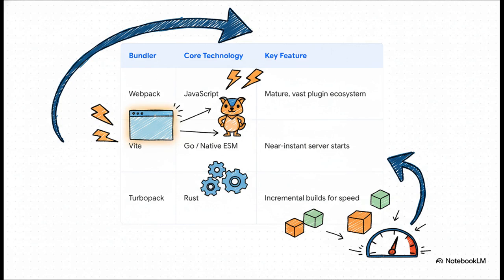A whole new generation of bundlers came onto the scene, completely rebuilt from the ground up, with one thing in mind: pure speed. Tools you might have heard of, like Vite and TurboPack, they aren't even written in JavaScript. They're built with super high-performance languages like Go and Rust. This lets them do all that complex work way, way faster, giving you things like near-instant server starts and unbelievably quick updates.